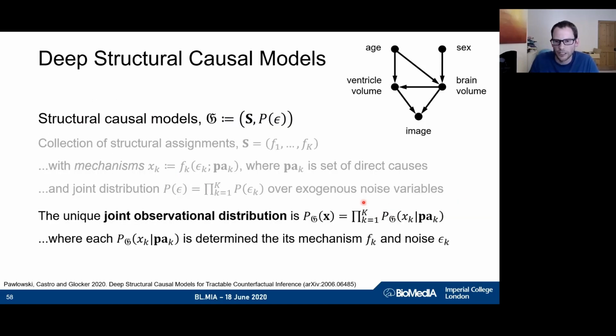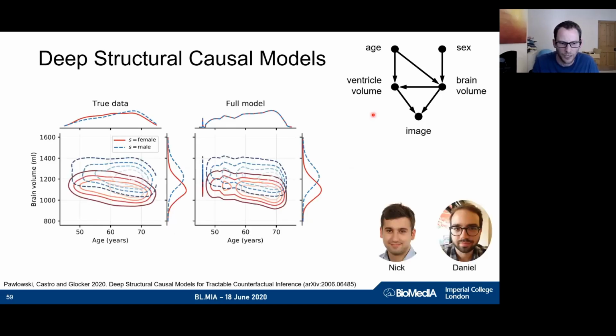All right, so we have a distribution over this model, right? What I'm now not telling you exactly, because I don't have time, is how we learn this distribution. But you can, and that's what this paper is about, by Nick and Daniel, deep structural causal models for tractable counterfactual inference. We have a way of learning these mechanisms for each of those nodes, and we use a mix of deep learning components: normalizing flows for all the non-imaging variables, except for sex, and for the image, we use a conditional variational autoencoder.